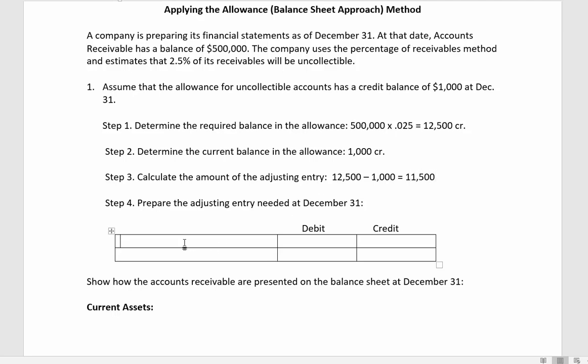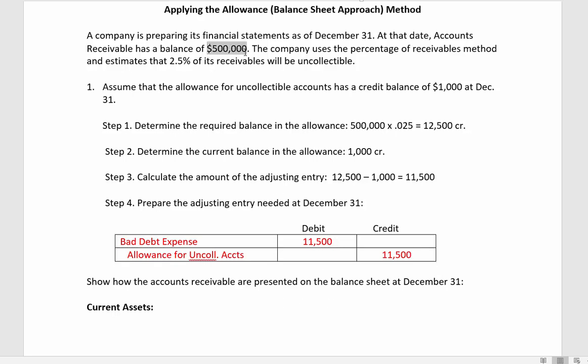So now we're going to debit bad debt expense $11,500. We're going to credit the allowance for uncollectible accounts for $11,500. Now, how is our accounts receivable going to be shown on the balance sheet?